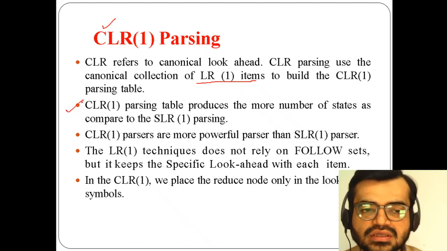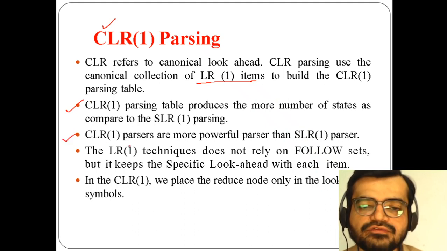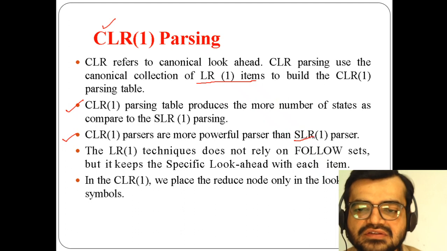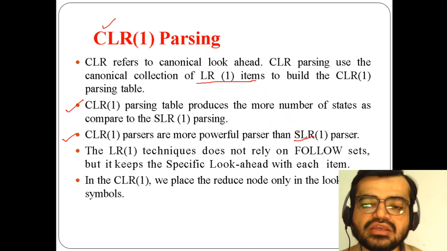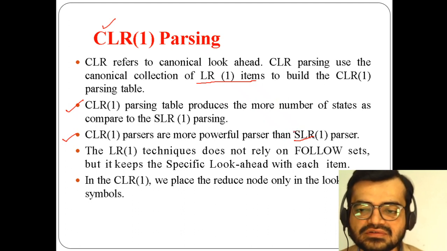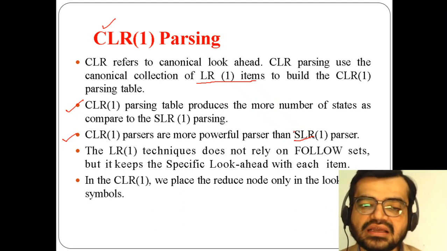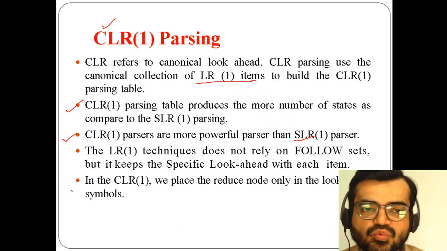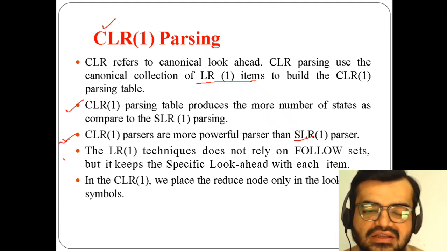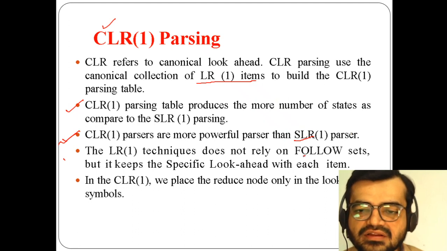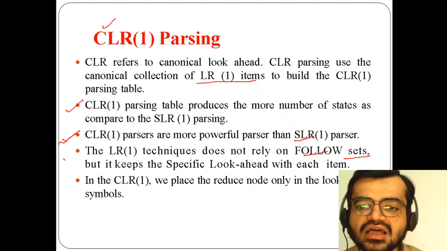How, I'll show you. Because of that, CLR(1) parsers are more powerful than SLR(1) parsers. Why? Because it can be used to resolve two conflicts. What are those? Shift reduce and reduce reduce conflicts. That's why CLR(1) parsers are more powerful than SLR(1) parsers. And what is this LR(1) technique? It does not rely on the follow sets, because the follow sets technique will be used in which type of parser? SLR(1) parser.